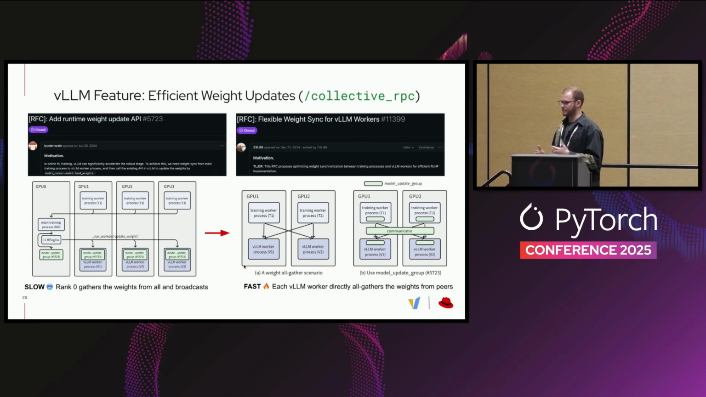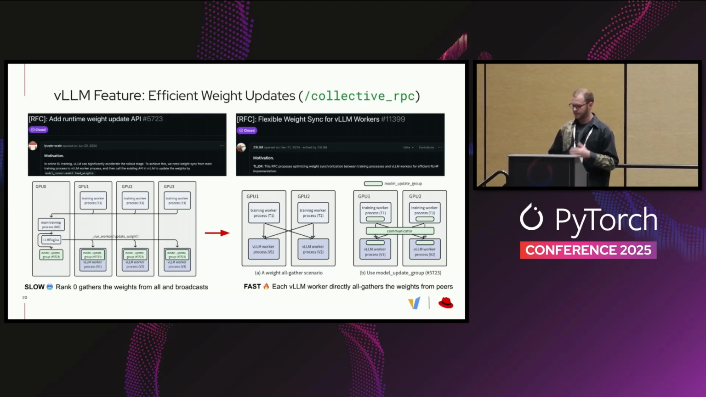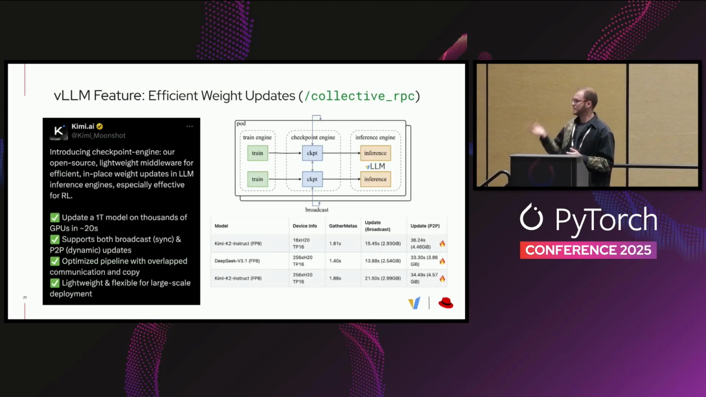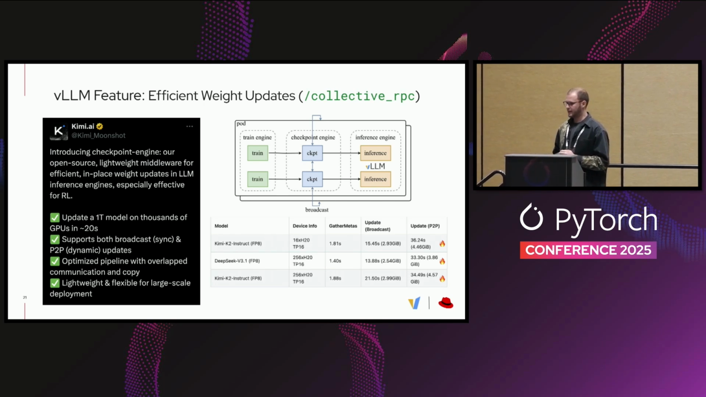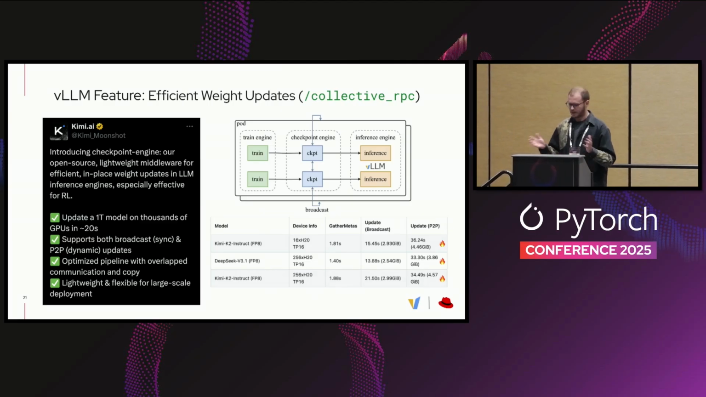So this was a really key thing, enabling flexible weight synchronization, beyond just allowing for efficient weight updates through the collective RPC interface, but making it so that the training worker process can talk directly to the vLLM worker process, and we can do this through different interfaces. But this enables a much faster weight update process. And a great example of this is from the Moonshot team that made the Kimi K2 models, and they scaled up this efficient weight synchronization to a huge scale, updating a 1 trillion parameter model on thousands of GPUs in 20 seconds, which is pretty crazy.